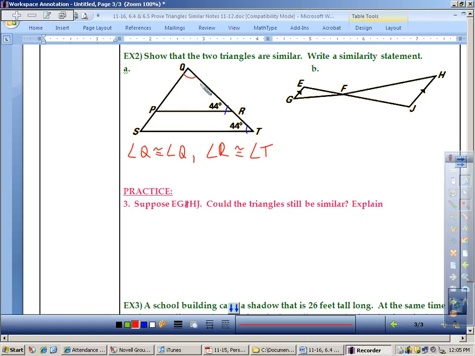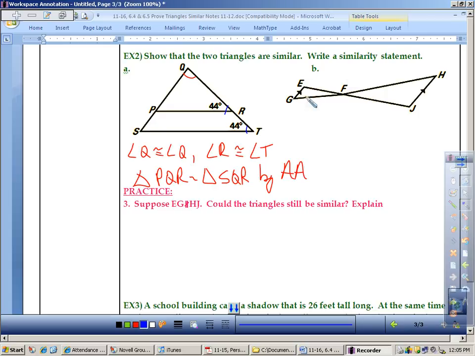So because I've identified two angles in a triangle congruent to two angles in another, I know the two triangles are similar. So I could write triangle PQR is similar to triangle SQT by the angle-angle similarity postulate.